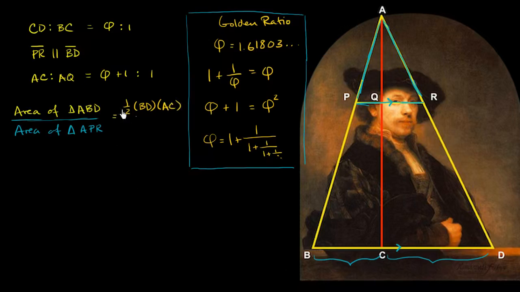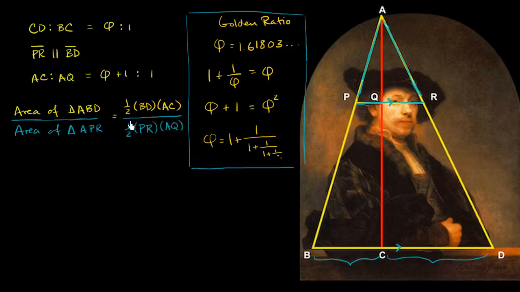Now, what's the area of triangle APR? Well, it's going to be 1/2 times the length of our base, which is segment PR, times the height, which is segment AQ. So the length of segment AQ, we could just write it like that.